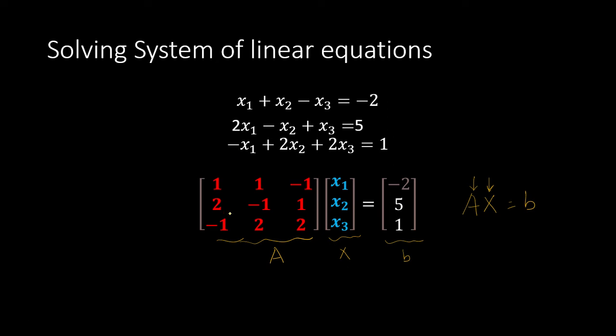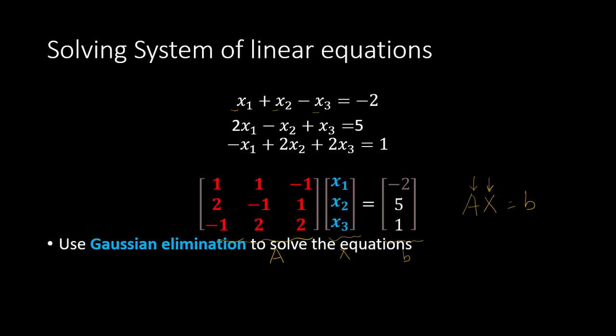Consider this coefficient matrix A. For the first equation, the coefficient of x1 is 1, coefficient of x2 is 1, and coefficient of x3 is minus 1. So that is written here in the first row: 1, 1, minus 1. And similarly for the other two equations. So this is the matrix representation of a system of linear equations, and using this matrix notation we can solve the system of linear equations.